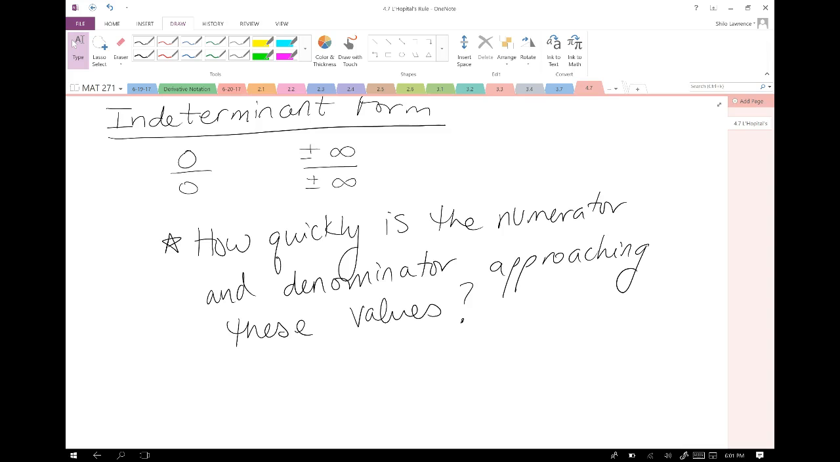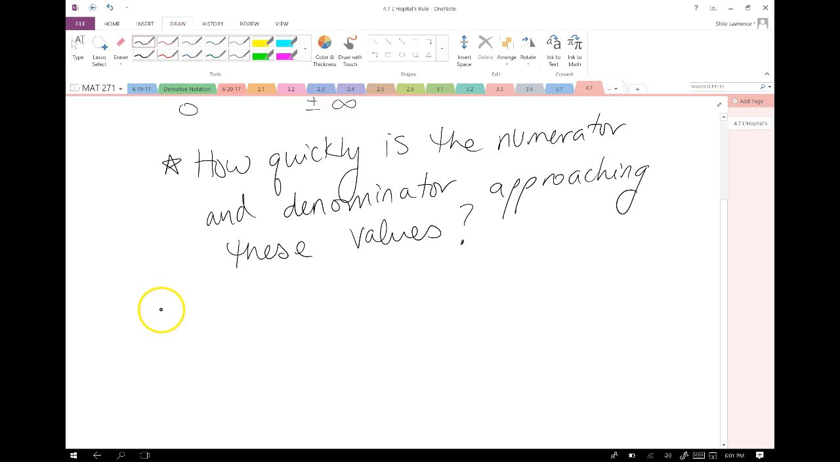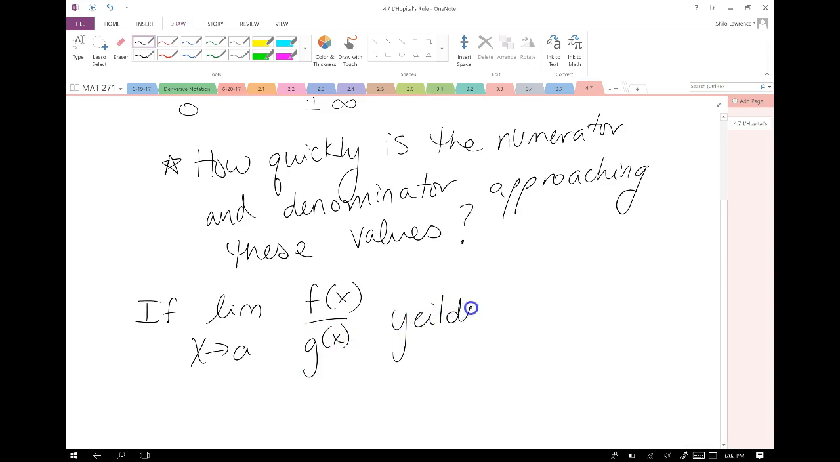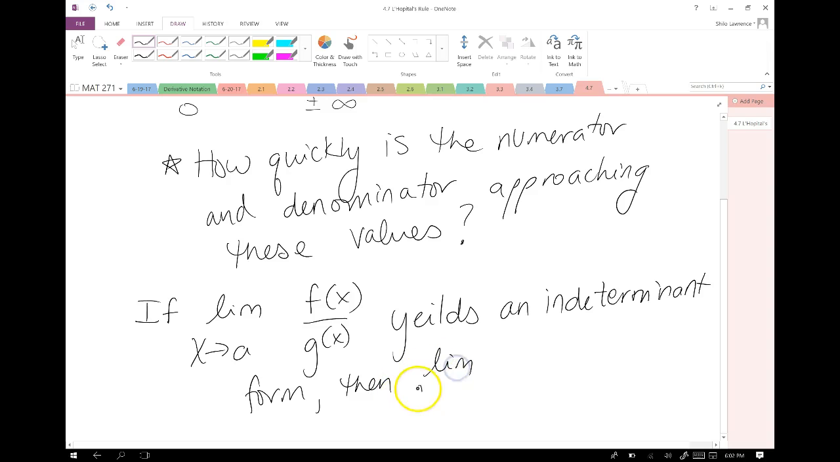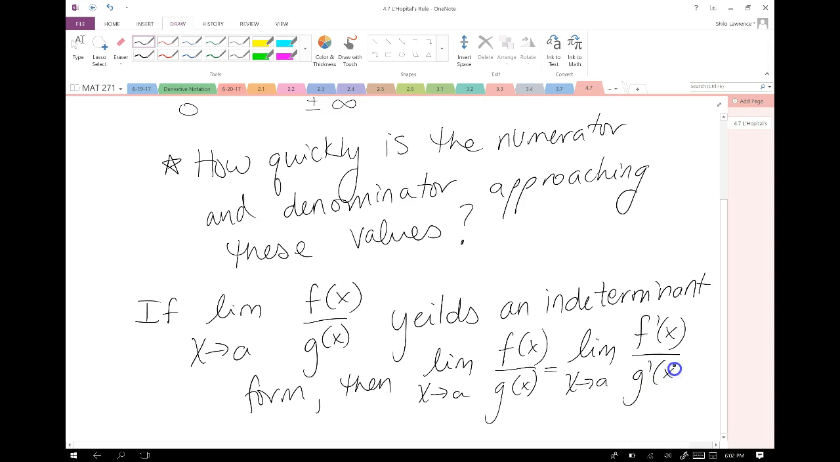So L'Hopital's rule says that if the limit as x approaches a of f of x over g of x yields an indeterminate form, then the limit as x approaches a of f of x over g of x is going to be equal to the limit as x approaches a of f prime of x over g prime of x. We can take the derivative of each piece and try direct substitution again.